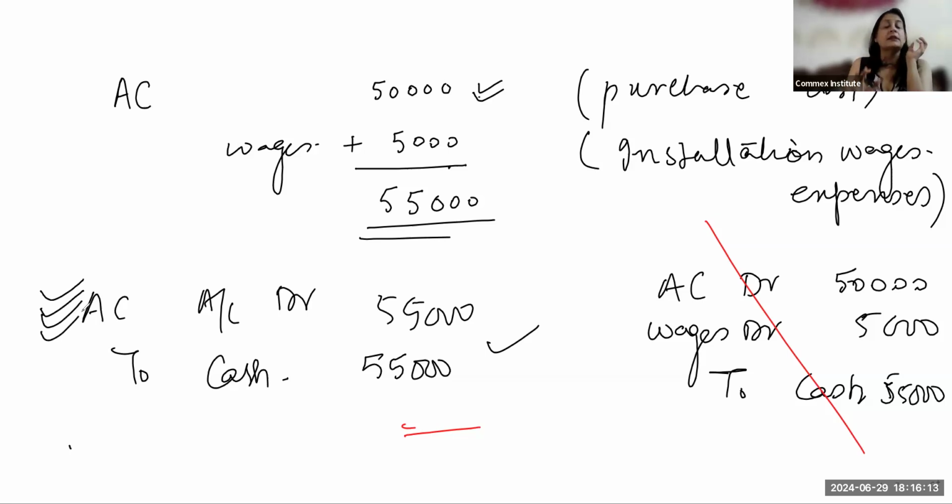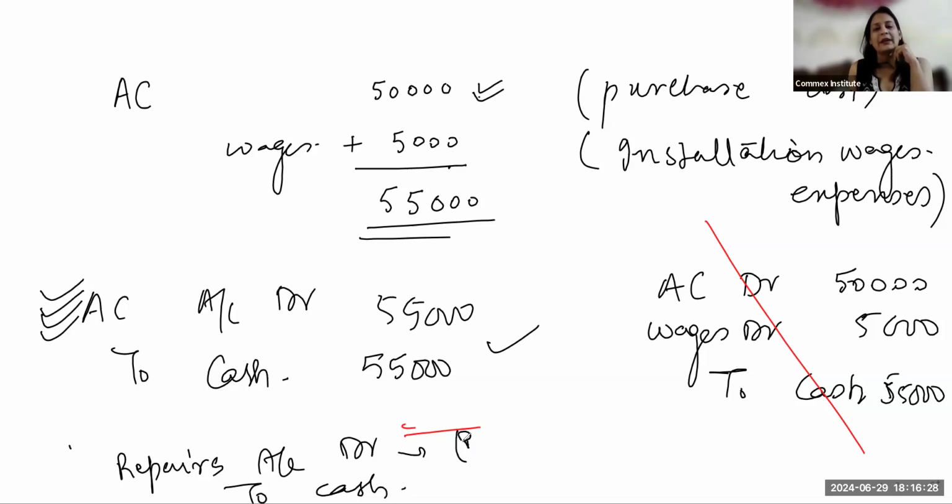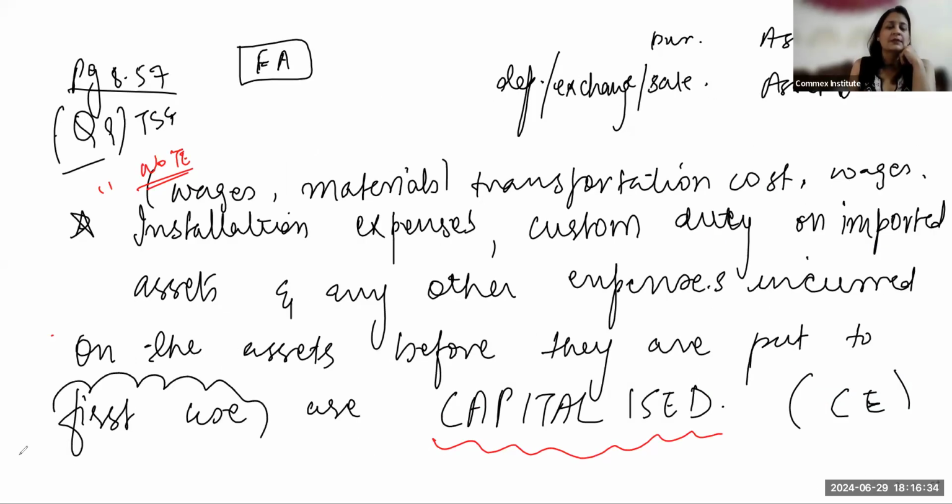हर चीज में AC आएगा, जब तक कि वो first... Now I started using it, and then there is some problem, and then the repairs have to be done. Then the entry would be repairs account debit to cash, and this would be your revenue expenditure. But till the time it is put to first use, this word is very important, first use, everything would be added in the cost of the asset only.